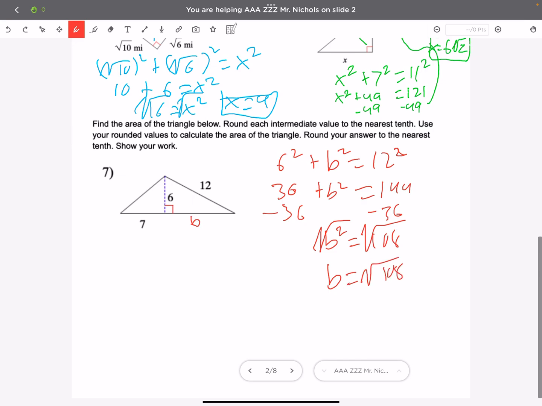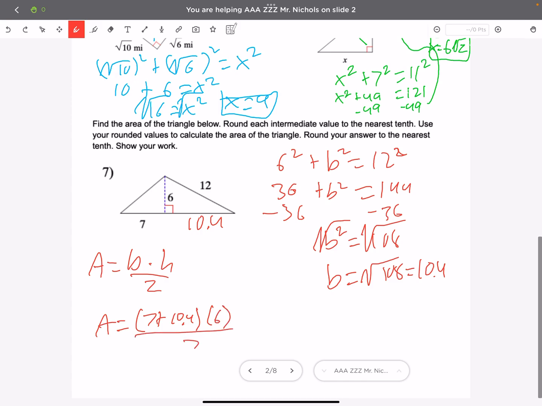Now, in this case, we're rounding. So you type that into your calculator, 108, hit the square root button, and you get 10.4. And so then the area is equal to base times height divided by 2, which is the base, 7 plus 10.4, times a height of 6, divided by 2. And when you type that in your calculator, you get 52.2. Some people got other answers right around like 52.1, depending on how you rounded. But this is our final answer.